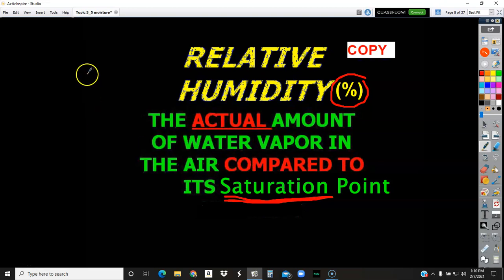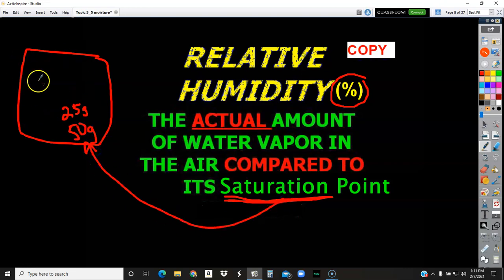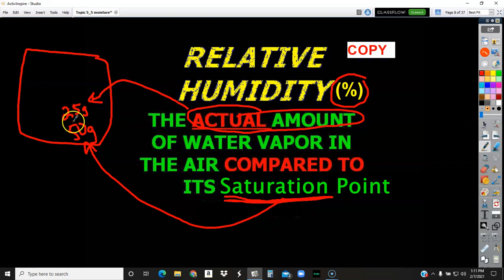So let's say this is a box representing some air, and this box can hold 50 grams of water vapor at a certain temperature. But let's say right now this box has 25 grams of water in it. So if its saturation point is 50, that's what it can hold at its capacity. But currently, the actual amount of water is at 25. Well, what is 25 compared to 50? That's half, or you're at 50% relative humidity. So relative humidity is just what percent of the air is full of moisture at the time.